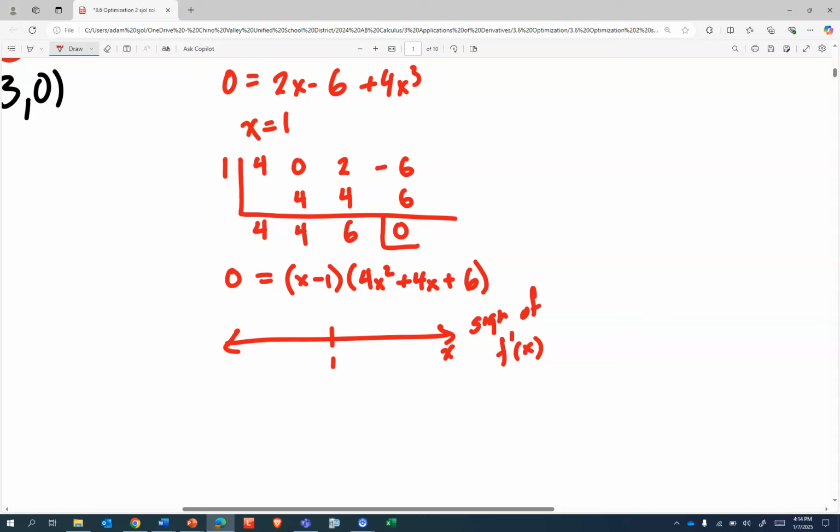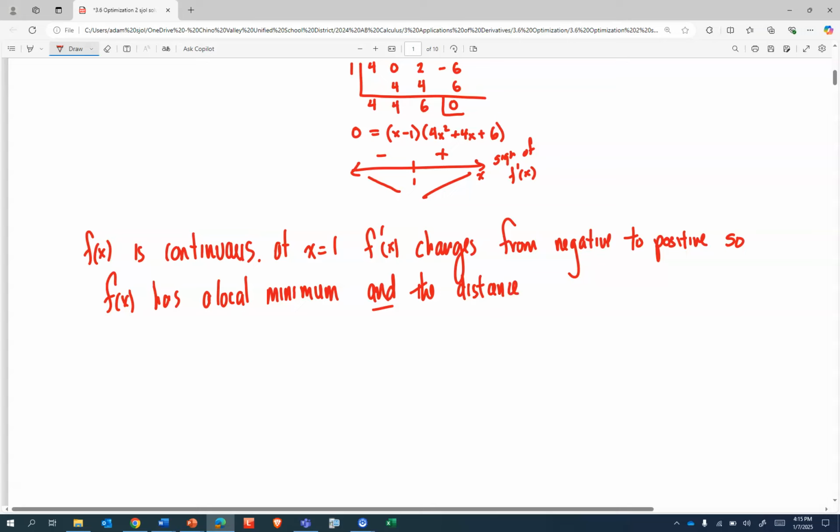So f of x has a local minimum, and the distance is minimized when x equals 1. The closest point to (3, 0) is 1, and then how do we get the other one? 1 squared. Okay, I think that's good. Hopefully that helped.